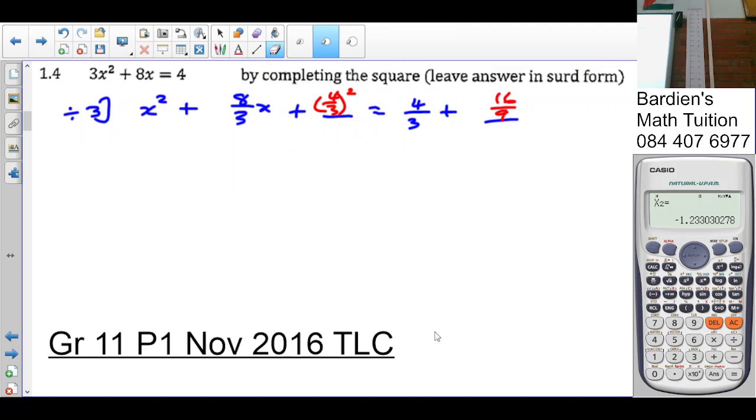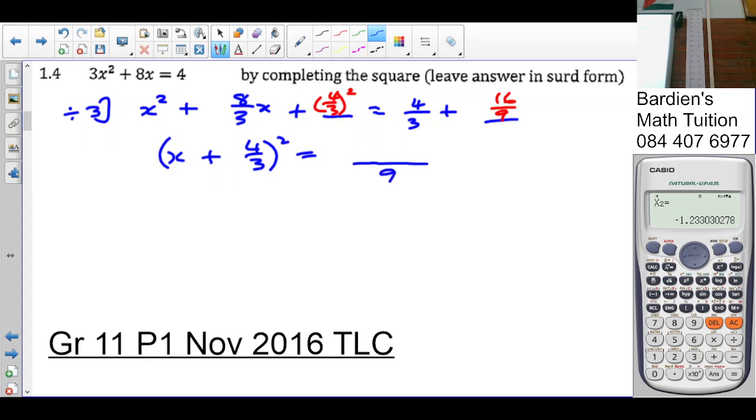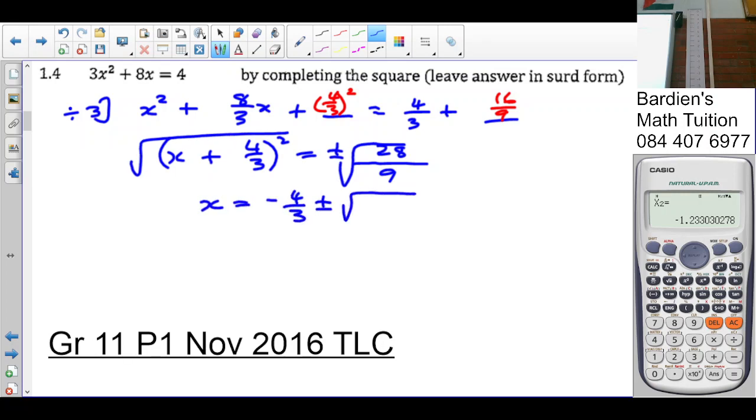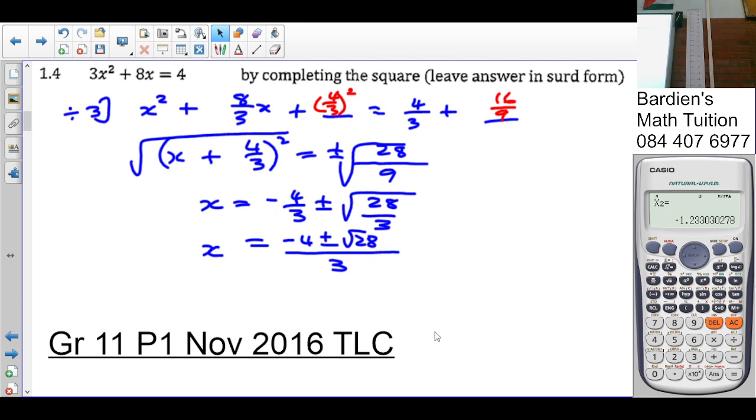And of course, on my left hand side, I've got a perfect square trinomial. So it's x plus 4 over 3 squared equals 28 over 9. Is that correct? Square root both sides, do not forget plus minus. So x is equal to minus 4 over 3 plus minus the square root of 28 over 3, which can now be written as minus 4 plus minus the square root of 28, over 3. Any confusion there?